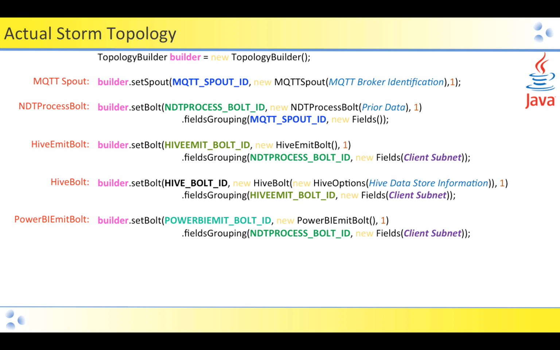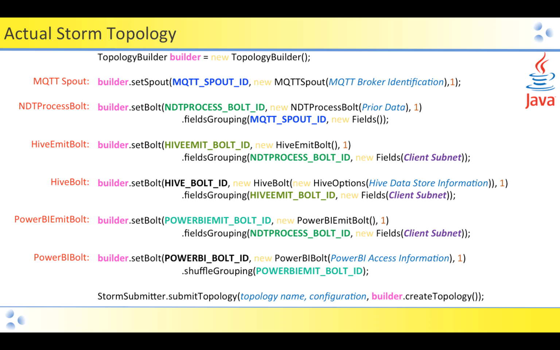I process the data for Power BI and then send it to the Power BI bolt, which then sends it to Power BI Stream, which allows for live, real-time streaming of data on one of their dashboards. And then the last step in the pseudocode is to do a submit topology, which then creates the topology.